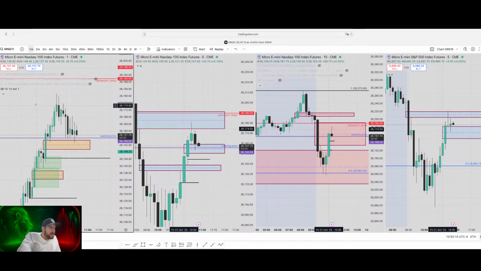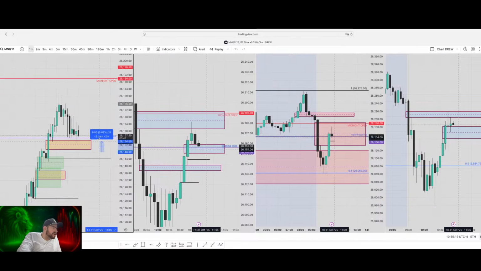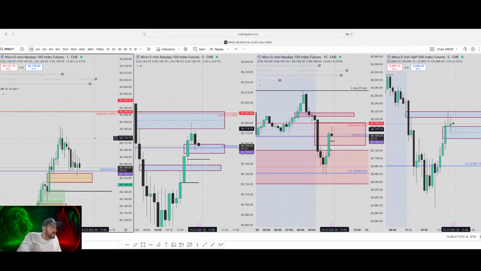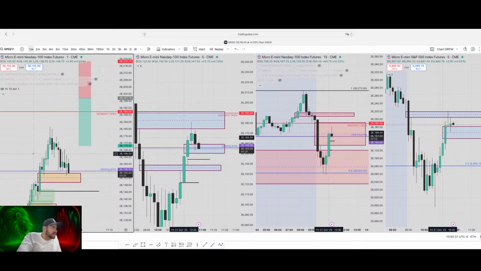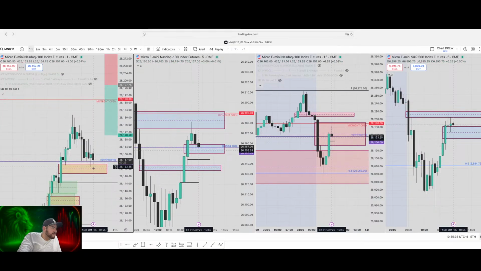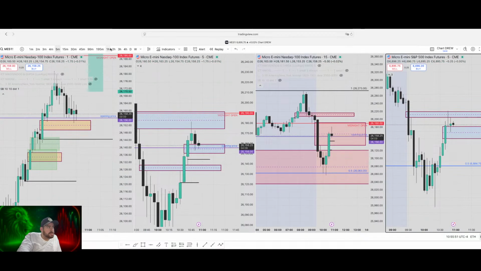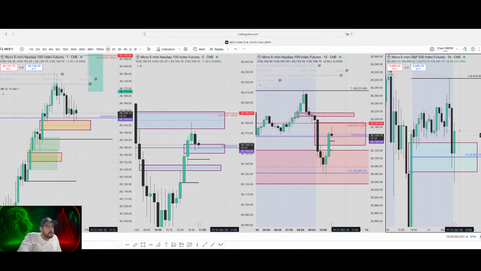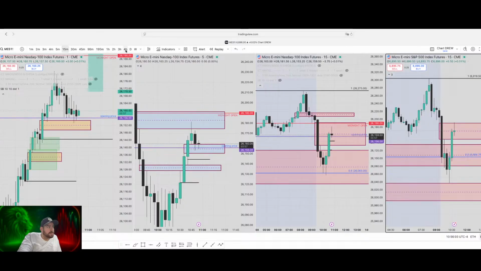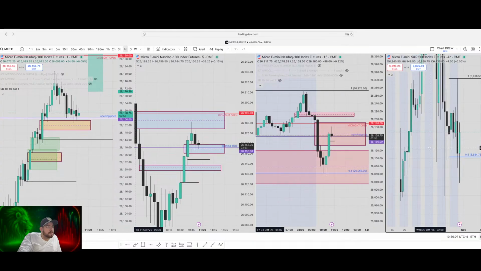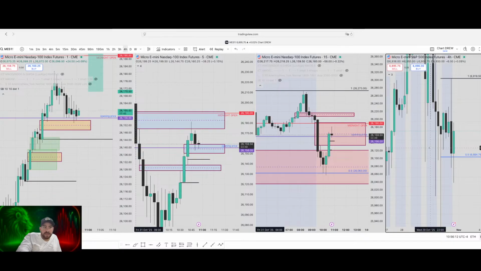Still may take it if we close past this on the 1 minute here. I'll put a starter in, kind of start it up. Let's see. Yeah, I still believe we can go lower.